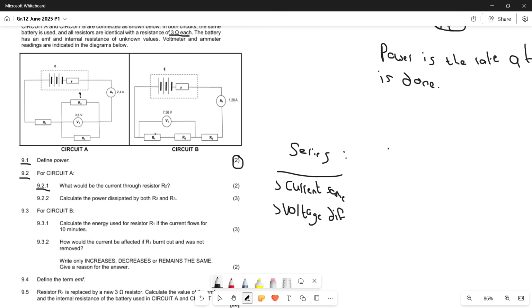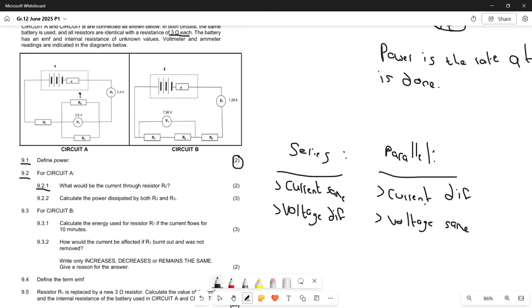But the voltage then is different. The voltage is split, which means the voltage over R1, the voltage over R2, and the voltage over R3 adds up to the total voltage in our circuit. And then in a parallel circuit, these are swapped, which means our current is different, or it splits, and our voltage is the same in each branch. So our current splits in proportion to the resistances that each resistor has, but our voltage will be the same on each branch.